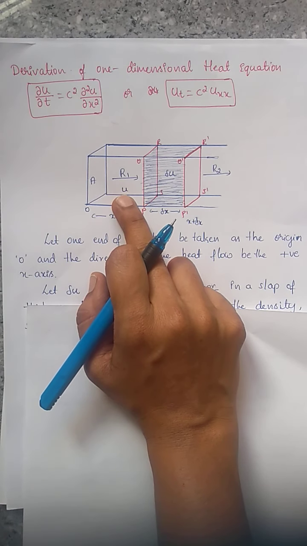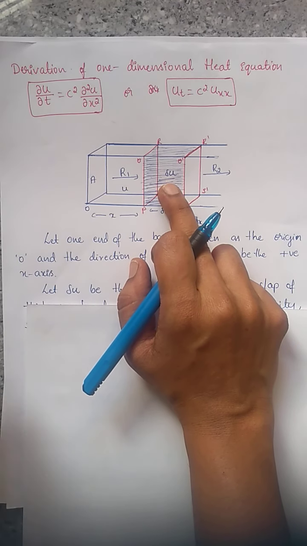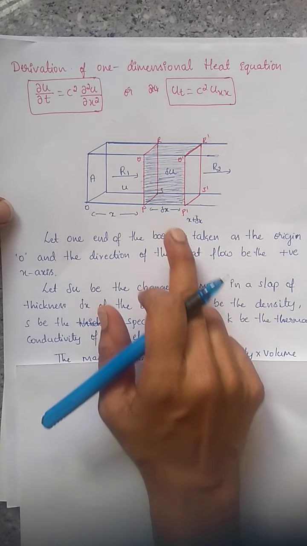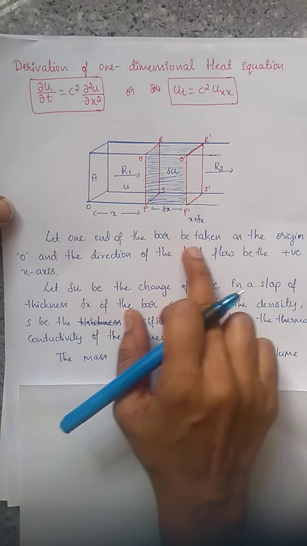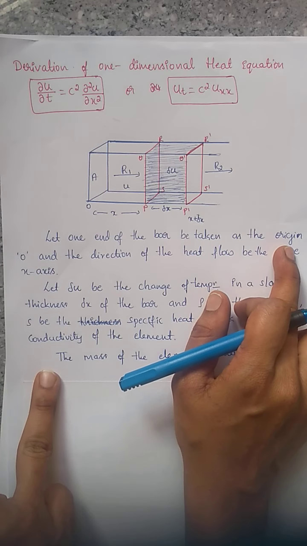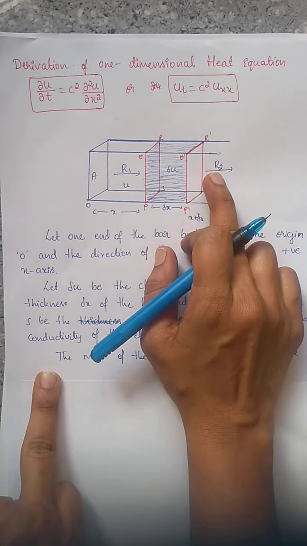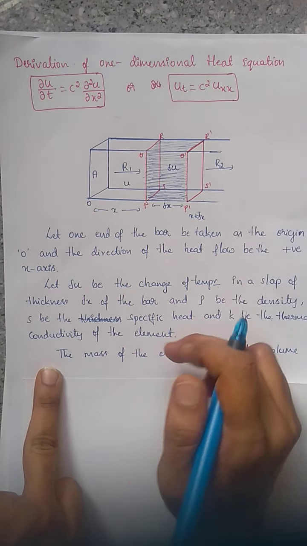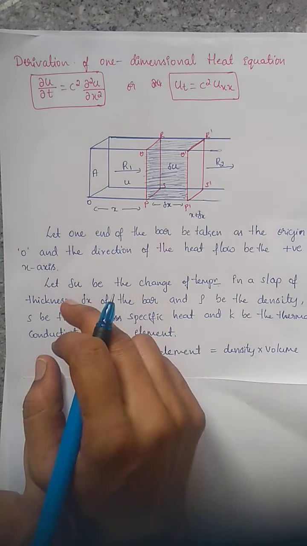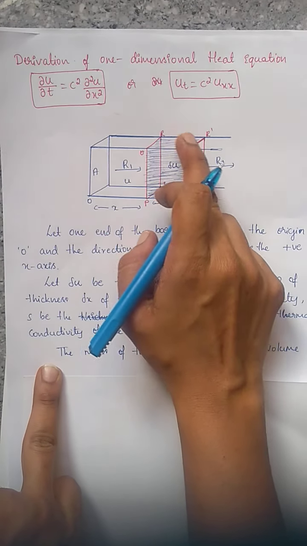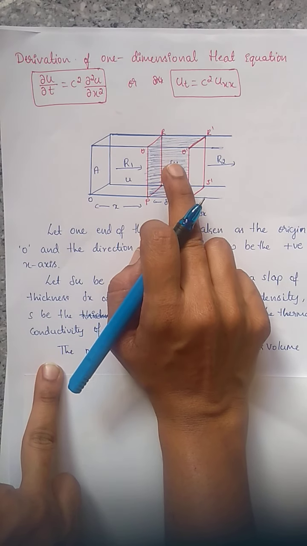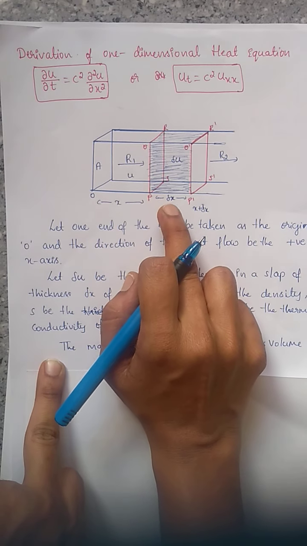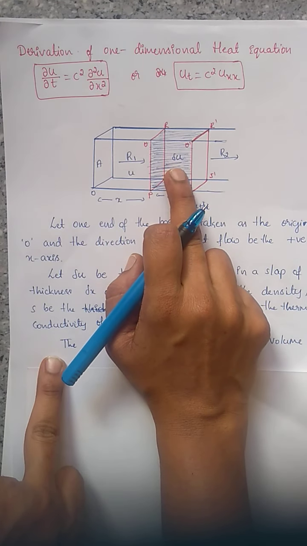So u is the temperature at distance x, and delta u is the change of temperature in a slab of element of thickness delta x. This is the diagram explanation. We know heat flows from higher temperature to lower temperature. Using this slab of element, we are going to explain the derivation of the one-dimensional heat equation.